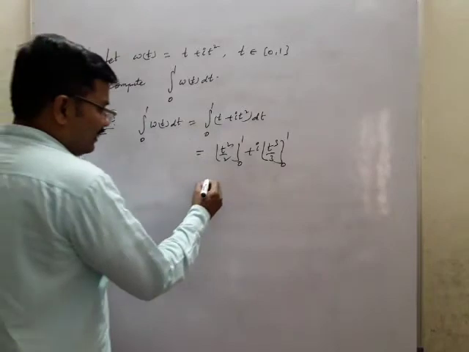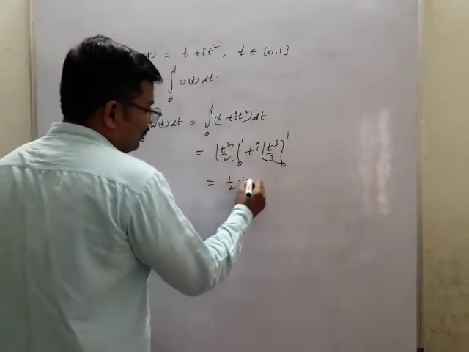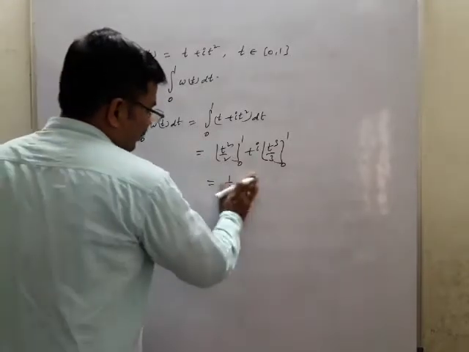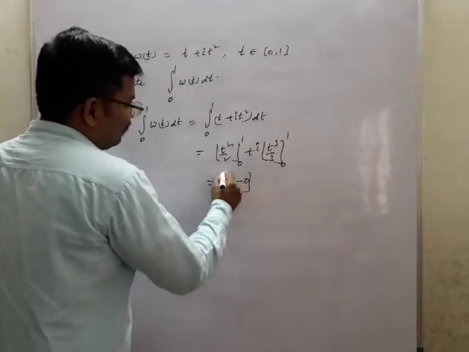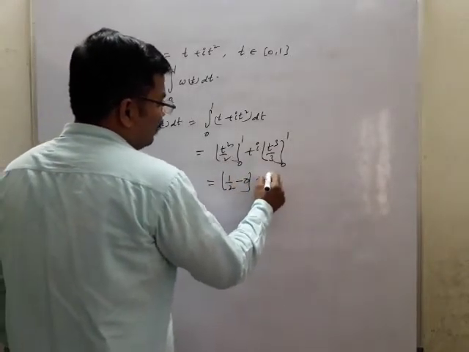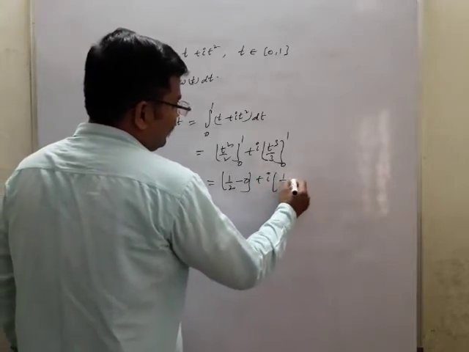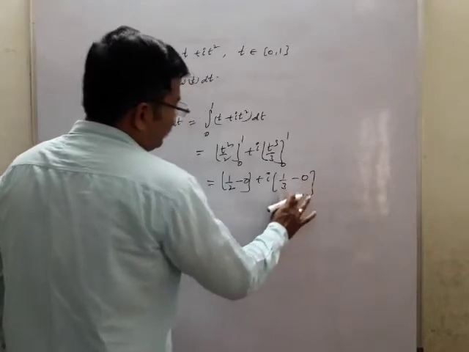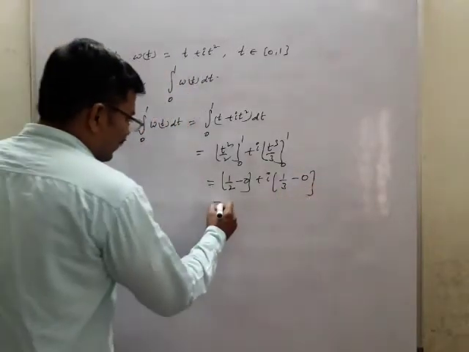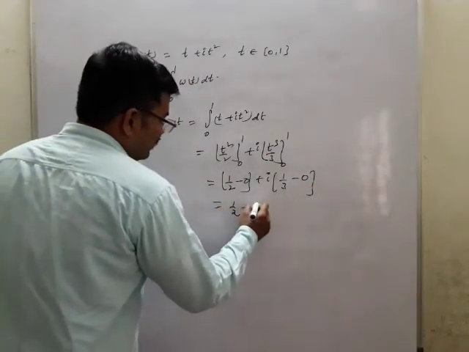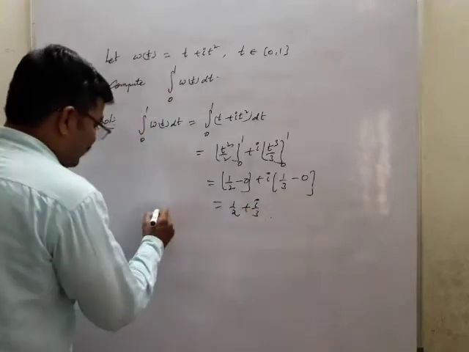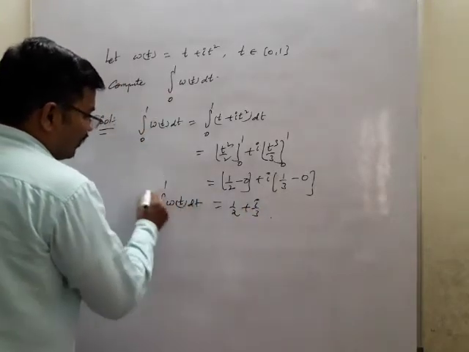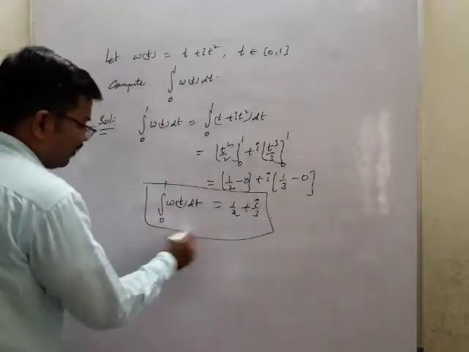So you will be getting 1 by 2 minus 0 plus i into 1 by 3 minus 0, which is 0. You will be getting 1 by 2 plus i by 3. Now this is the integral from 0 to 1 of w of t dt, which is the value which we got.